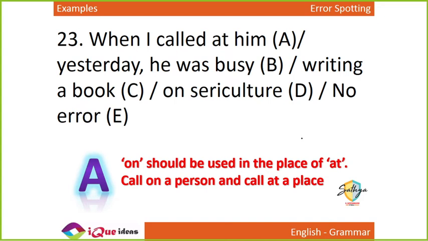If you call somebody and the person is busy, how do you know what he is doing? It's only when you physically meet a person that you know what he's doing. So when I called on him yesterday, he was busy writing a book on sericulture. Technically, on should replace at. Logically speaking, if you call somebody on the phone, you may not know why he is busy. But when you call on somebody, meaning you visit somebody, you know why he is busy. So logically speaking, called on him. Grammatically speaking, removing at is okay.